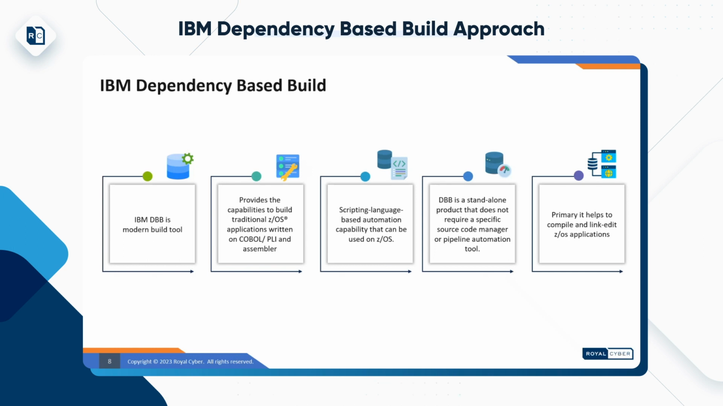As a mainframe developer or mainframe SME, you know your applications need to be compiled and link edited so that they are converted into an executable version. In a legacy environment, we normally have JCLs which do your compile, link edit, and other intermediate processes. For modern mainframe development, we have IBM Dependency Based Build, which is a script-based tool. It's called a Groovy script, which helps us to do the build or compiling of your mainframe application.